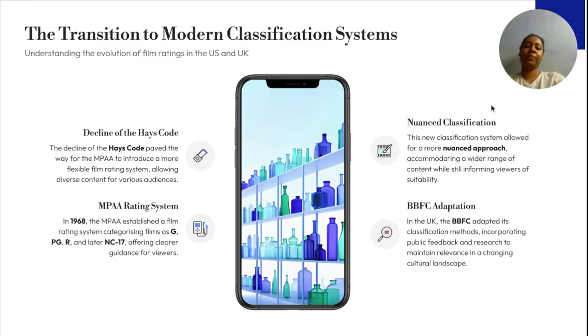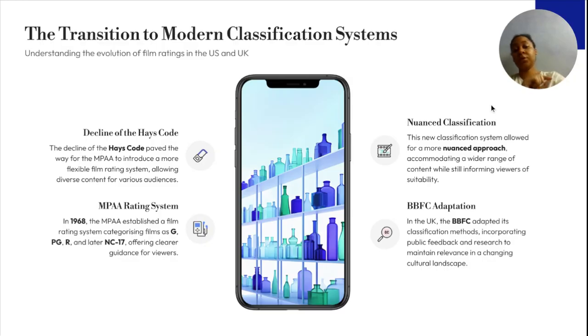The MPAA rating system. In 1968, they introduced their own rating system, categorizing films as G, PG, R, and later the R became NC-17, basically offering clear guidance for viewers. So that's the US version of the classification system.